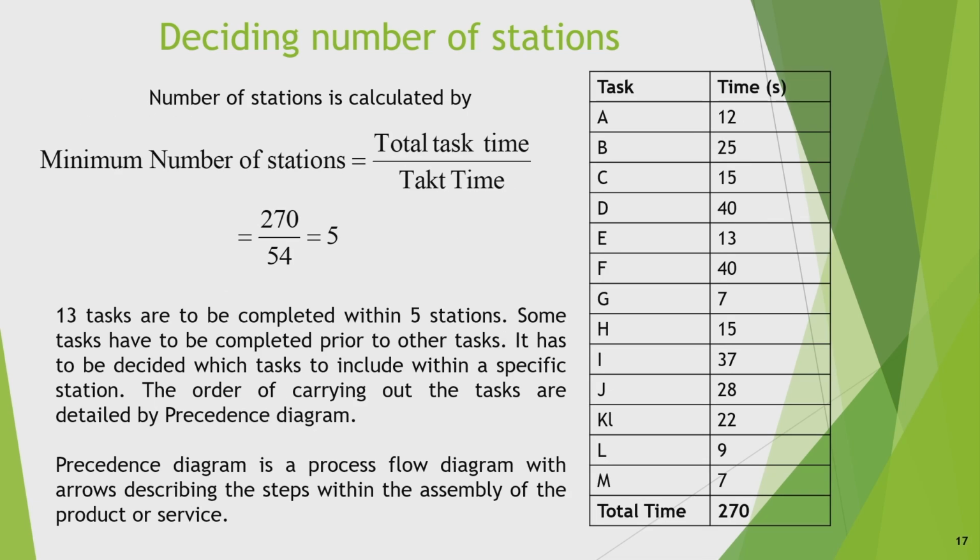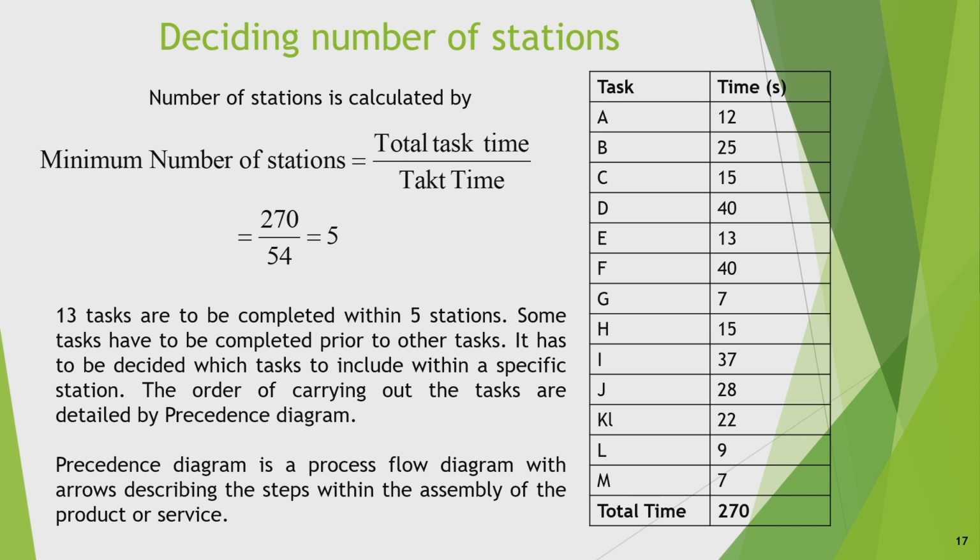So the minimum number of stations is the total task time divided by takt time. So task time is 270 divided by 54, which is equal to 5. That means you have to make 5 stations. In each station, if it takes 54 seconds, then total time will be 54 into 5, 270, and my job will be done. So 13 tasks are to be completed within 5 stations.